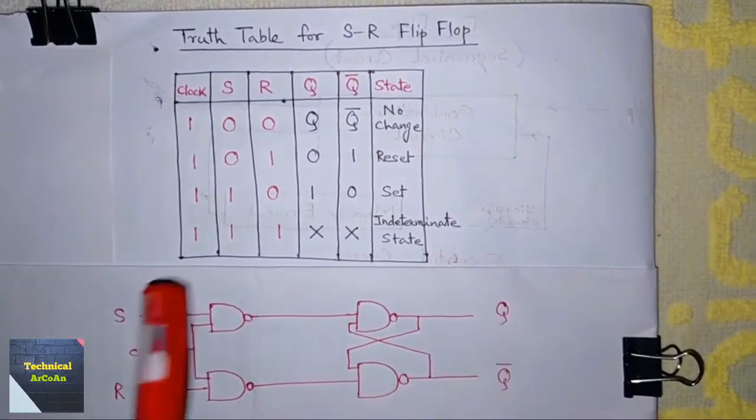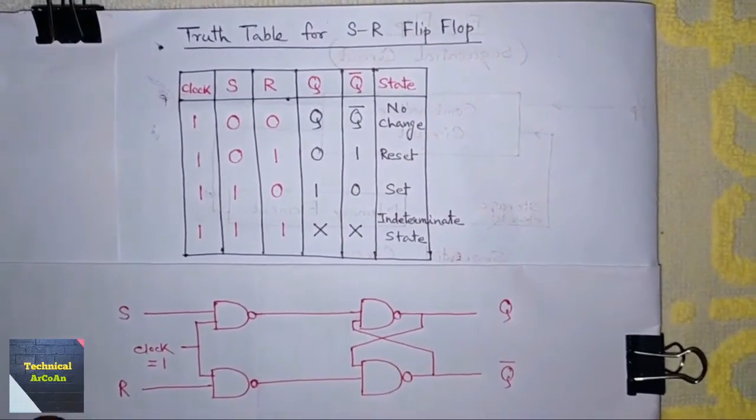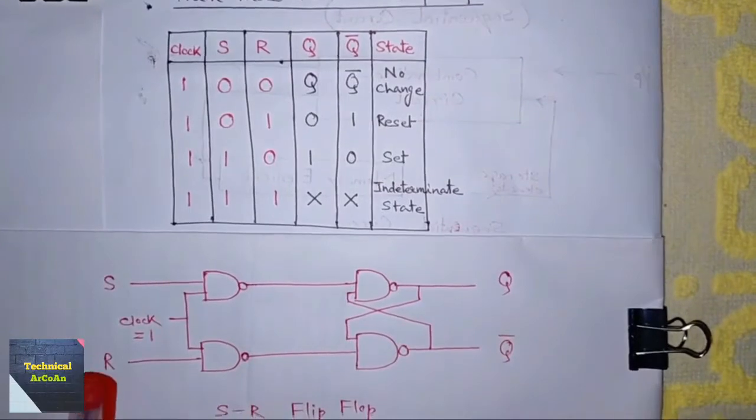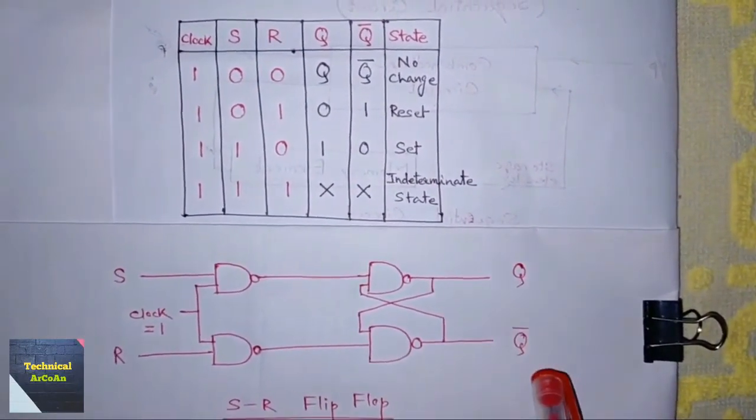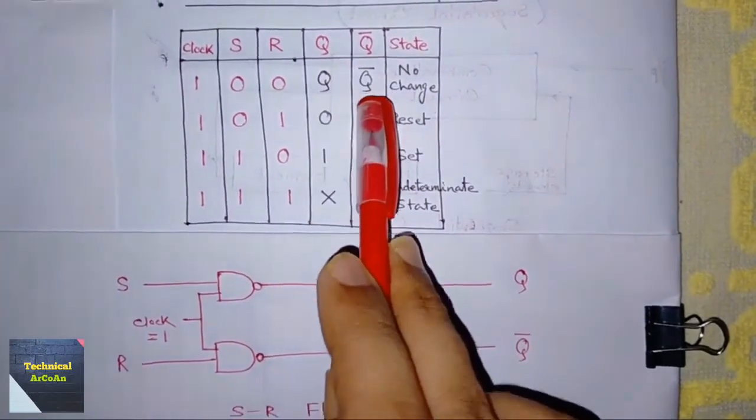And this is your SR flip-flop, where the inputs are S, R and clock. This is the clock, S and R, and there are two outputs, Q and Q complement.